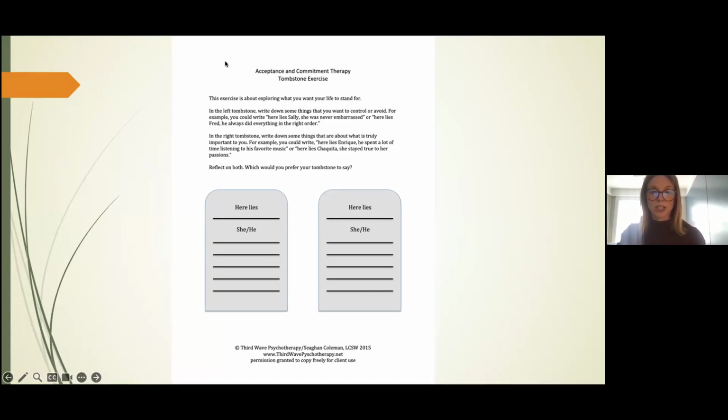I'm sorry, I just saw a question in the chat. I can pause here and take a look at it. Someone mentioned that they're curious about how to navigate values conflicts, especially when one value might take away from living in another. That's a really good question.